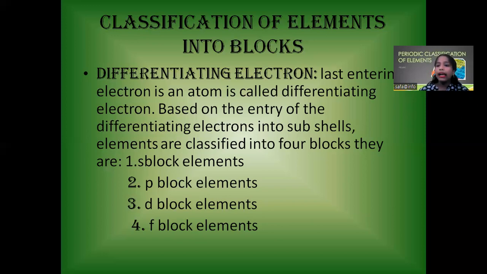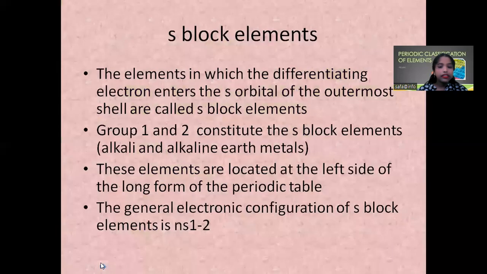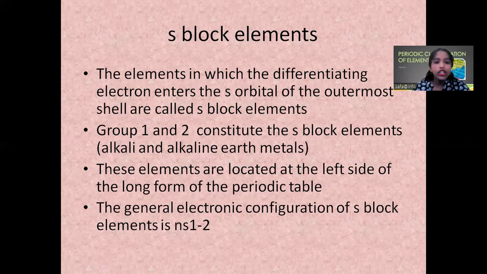Now we will learn about the s block. S block elements: the elements in which the differentiating electron enters the s orbital of the outermost shell are called S block elements. Group 1 and 2 constitute the S block elements, the alkali and alkaline earth metals. These elements are located at the left side of the long form of the periodic table. The general electronic configuration of S block elements is ns1-2.